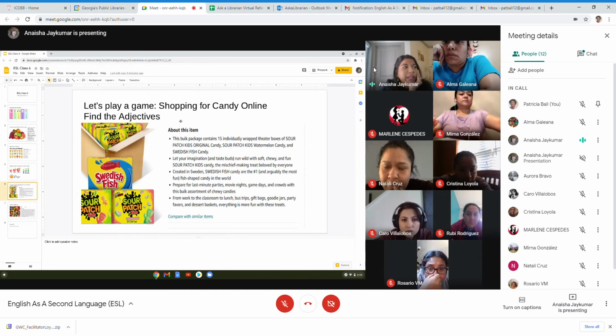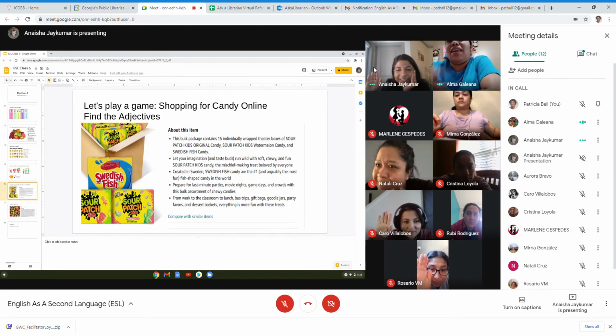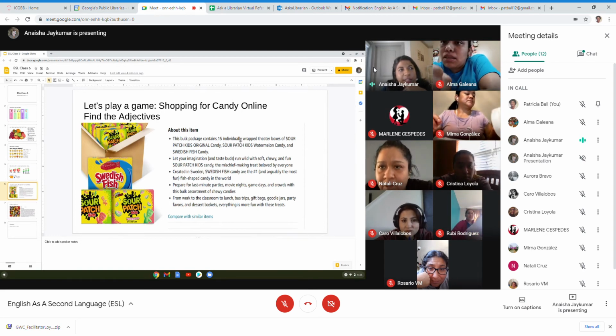Okay, so about this item, who has tried this candy, Sour Patch, Swedish Fish? Have you tried this? Maybe your children like it. Yes. Okay, so let's read what it is. This bulk package contains 15 individually wrapped theater boxes of Sour Patch Kids original candy, Sour Patch Kids watermelon candy, and Swedish Fish candy.